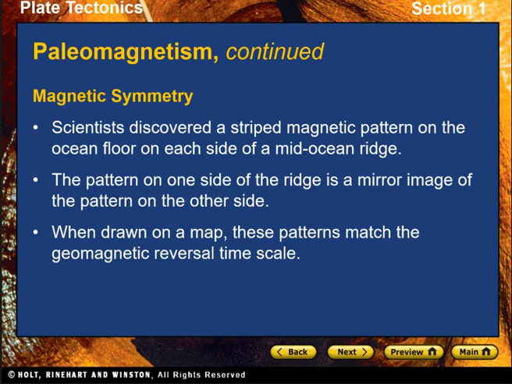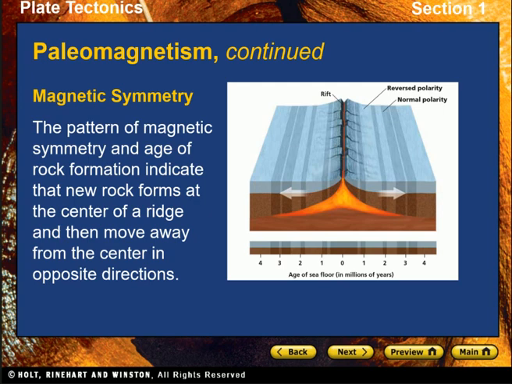Magnetic symmetry. As scientists were learning about the age of the seafloor, they also were finding puzzling magnetic patterns on the ocean floor. The scientists used the geomagnetic reversal timescale to help them unravel the mystery of these magnetic patterns. Scientists noticed that the striped magnetic pattern on one side of a mid-Atlantic ridge is a mirror image of the striped pattern on the other side of the ridge. These patterns are shown on the screen here.